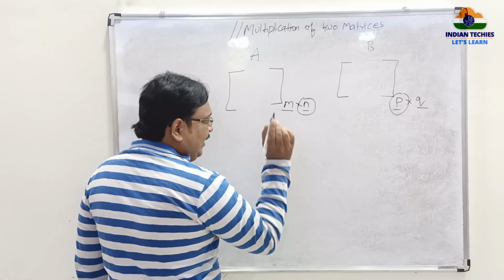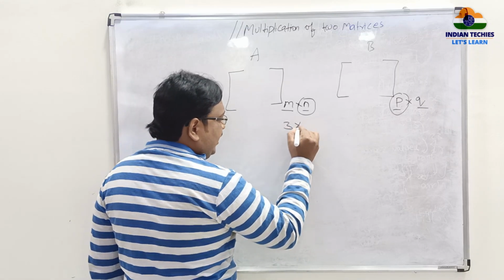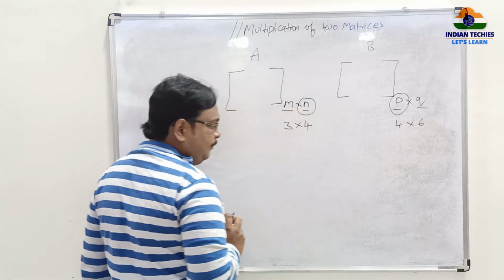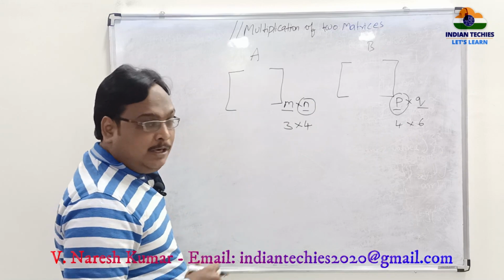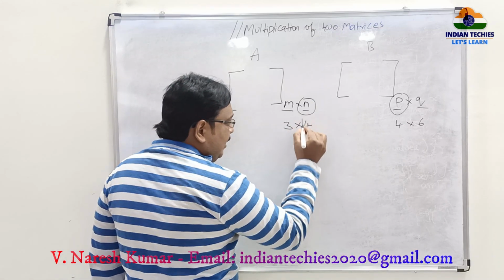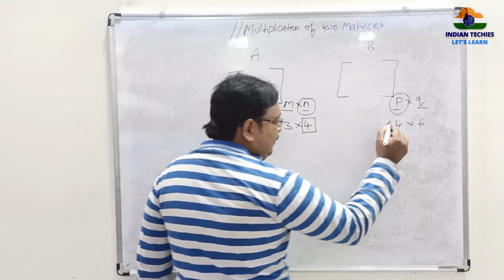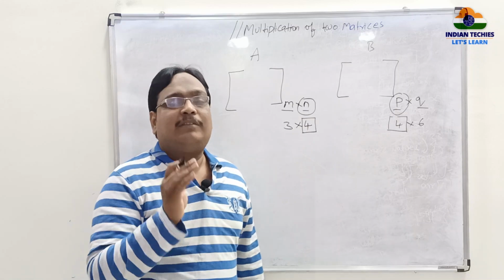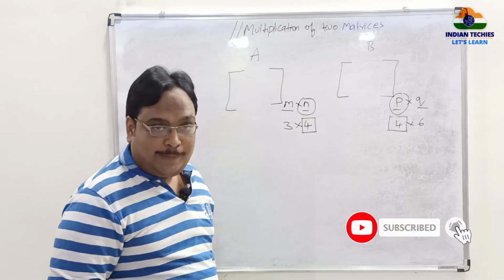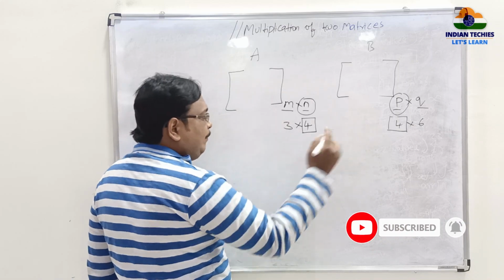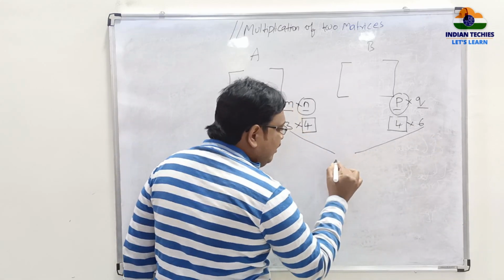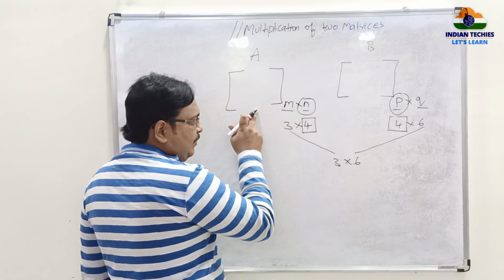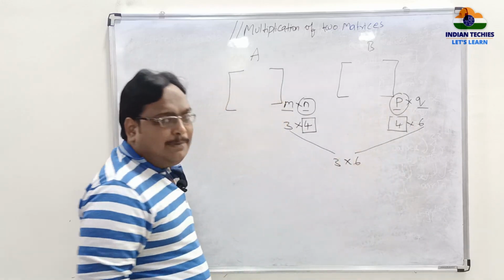For example, you have taken a matrix of size 3 rows and 4 columns, and another with 4 rows and, suppose, 6 columns. You can take that, it's not at all a problem. But what you have to check is the number of columns in the first matrix and the number of rows in the second matrix. If these two are the same, then only you can perform multiplication of two matrices. After multiplying, the resultant matrix size will be 3 cross 6, that is, the number of rows of the first matrix and the number of columns of the second matrix.